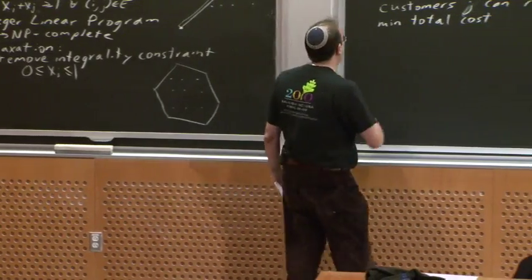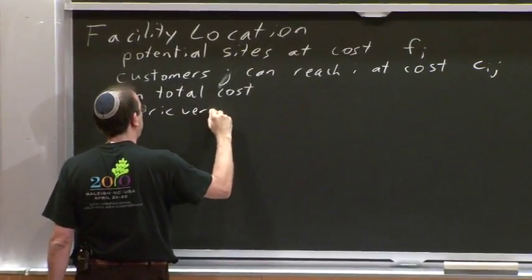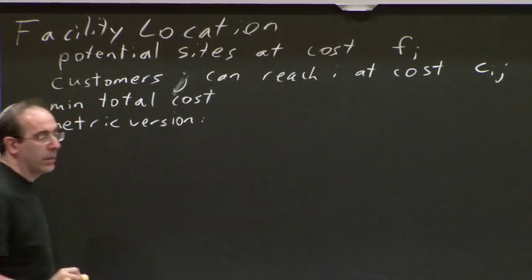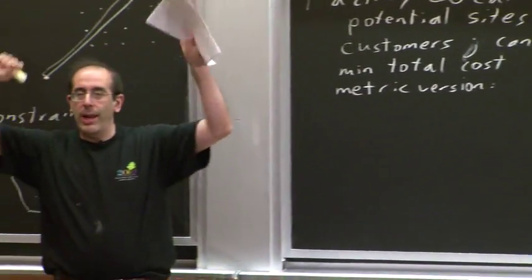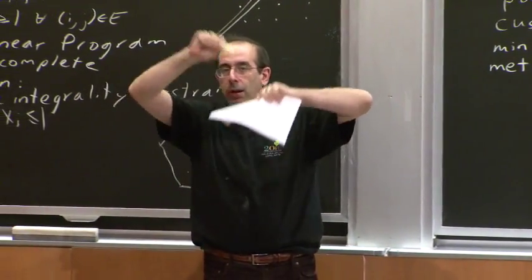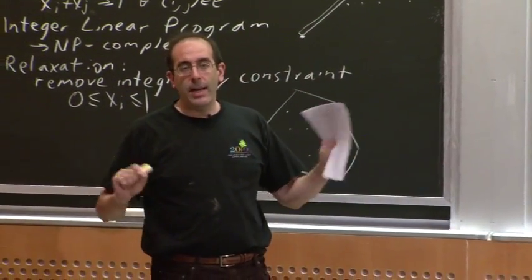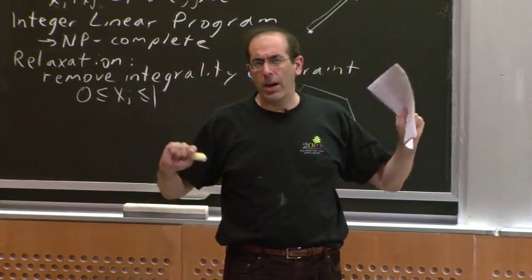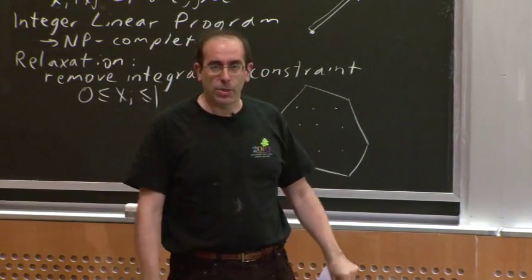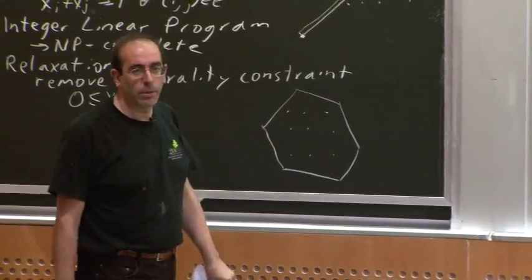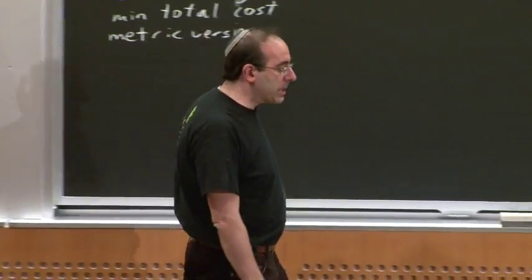Okay? Now, we are going to look at the metric version. That says that these facilities and customers are both located in a metric space where the triangle inequality is obeyed. Okay? So like TSP, this problem becomes very hard, I think intractable, if you are not putting on a metric constraint. Okay. So how do we attack this problem?